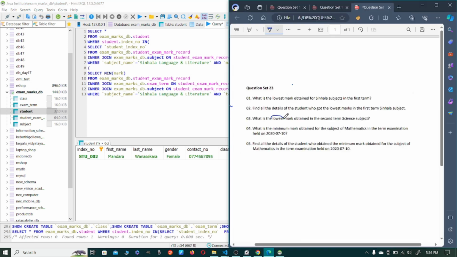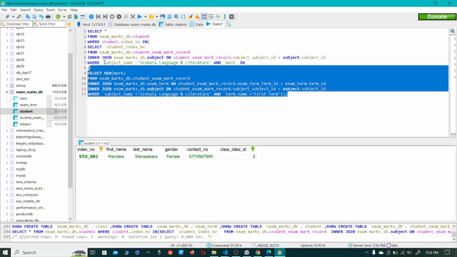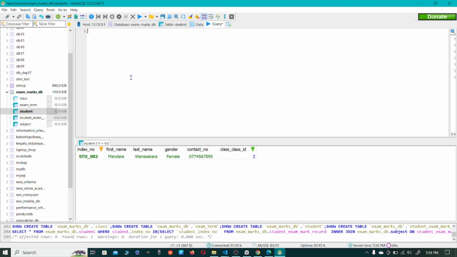What is the lowest mark? Lowest means min. We have to use the keyword min. They ask you for the mark obtained in the second term for science. Let's type the query relevant to that question.